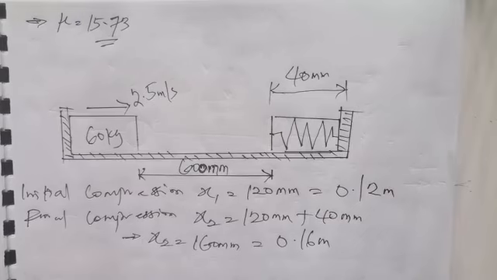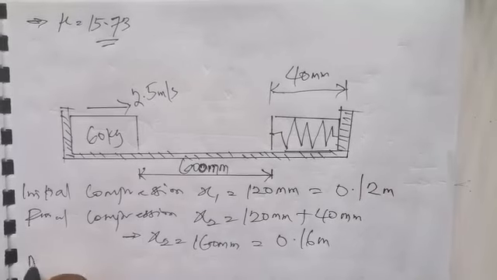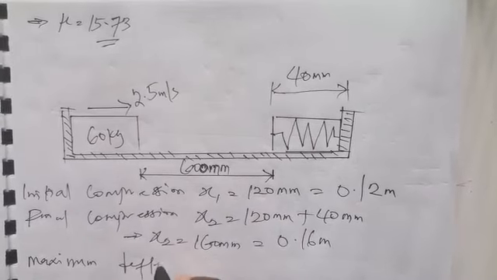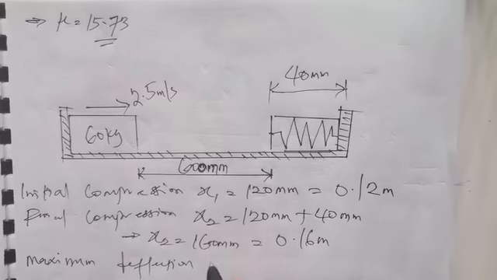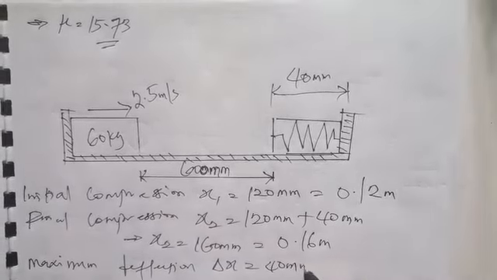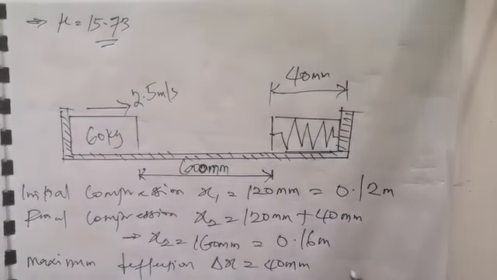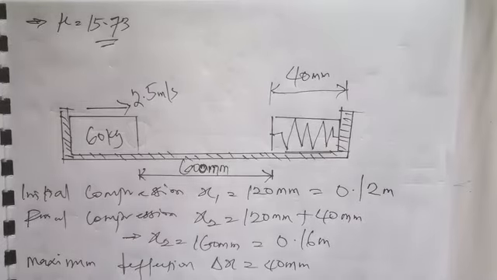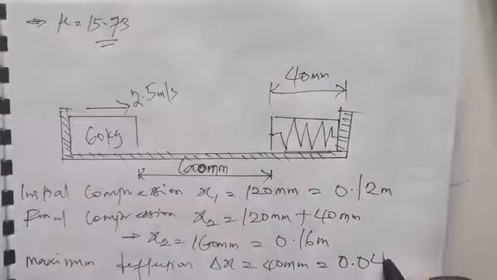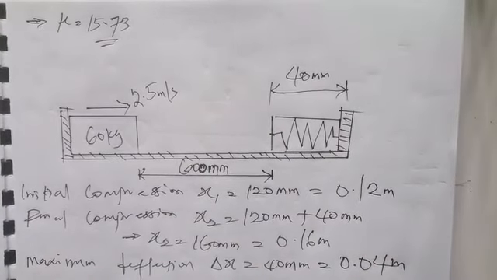Not forgetting maximum deflection itself was given. Okay, maximum deflection, call that delta x, was given simply as 40 millimeter. Okay, and 40 millimeter simply means 40 divides 1000, and that simply gives us 0.04 in meters. So that's our maximum deflection.